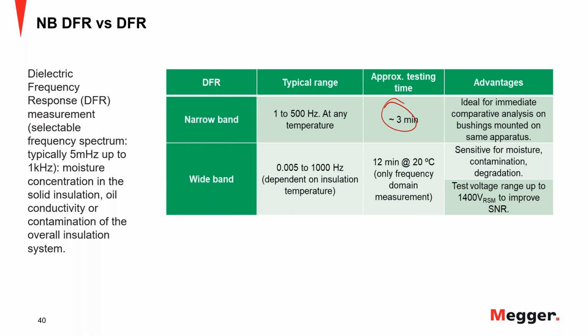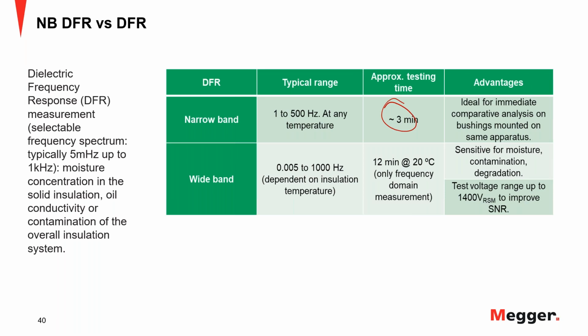So you now have additional frequencies to look at. On the wide band, of course, we can typically run, because the dominant material in bushings is paper, sometimes we don't need to go to very low frequencies, but I think that on average we can go to 5 millihertz, 10 millihertz, all the way up to 1000 hertz at temperatures close to 20 degrees C, right? And that will take only 12 minutes to do the full test.